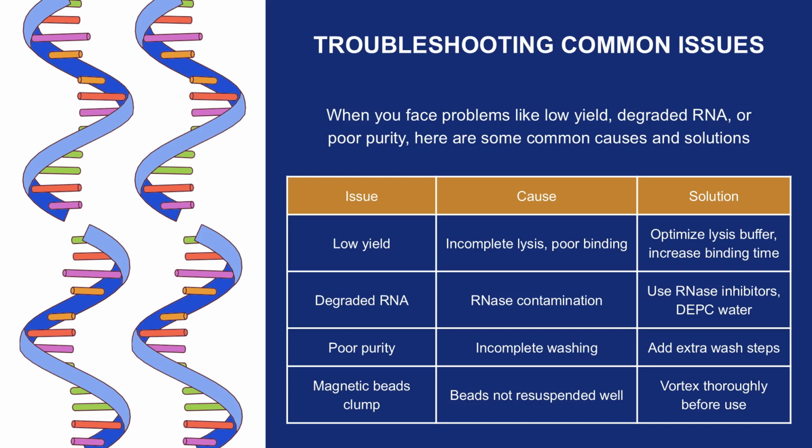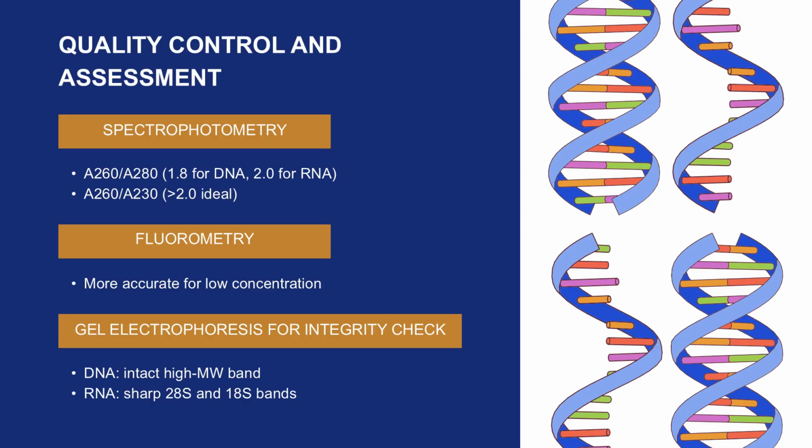Now, how do we assess the quality of the nucleic acids we extract? Assessing nucleic acid quality is crucial before moving to downstream applications. Spectrophotometry helps you quickly assess purity. You should aim for A260/A280 ratios of 1.8 for DNA and 2.0 for RNA.